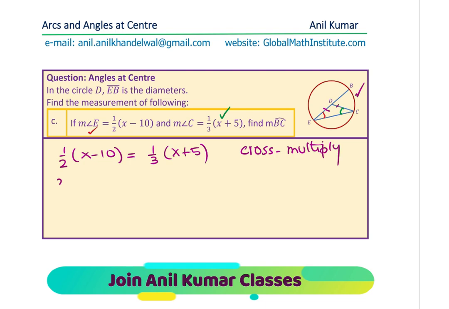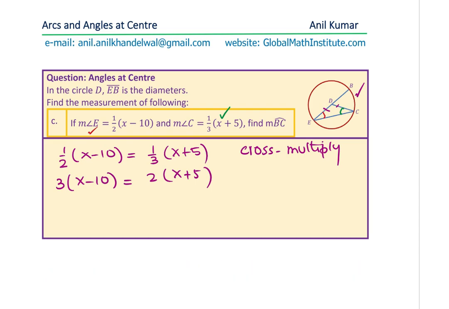So when you cross multiply, you get 3 times (x minus 10) equals 2 times (x plus 5). Now some of you can also see this as multiplying by the common factor. The LCM in this case is 6, so multiply both sides by 6. Is that clear to you? That will give you the same result which you get from cross multiplication.